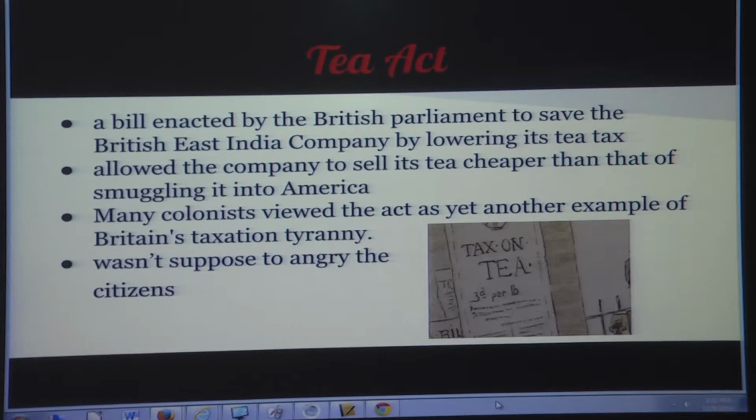The act wasn't supposed to anger the citizens. It was only meant to get the British East India Company out of debt from the 7 Years' War.